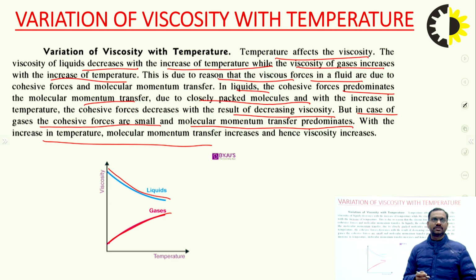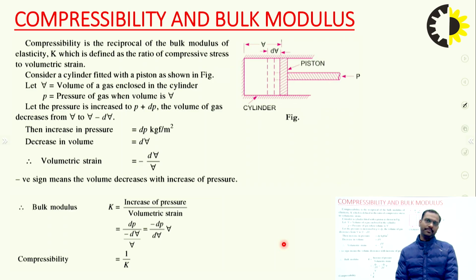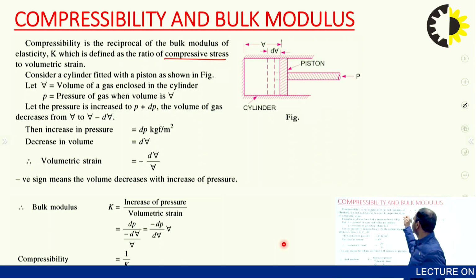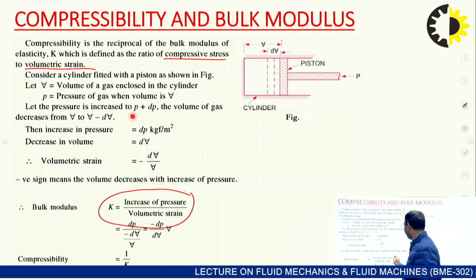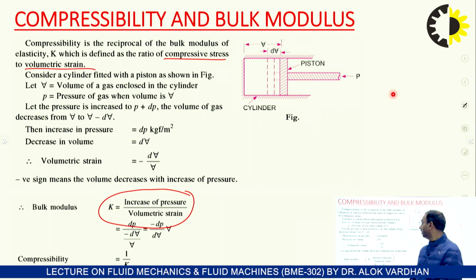So this is the effect of temperature on viscosity in the case of liquids and gases. Now, what is compressibility and bulk modulus? Basically, compressibility is the reciprocal of bulk modulus. Bulk modulus, which is denoted by the symbol K, is the ratio of compressive stress to the volumetric strain. So bulk modulus is the ratio of increase of pressure to the volumetric strain. So we can say that compressibility is the reciprocal of bulk modulus.